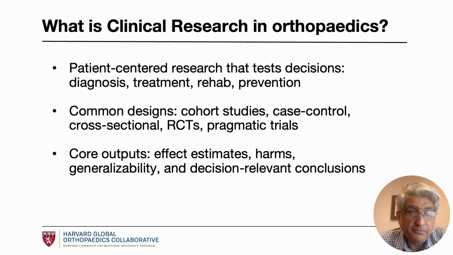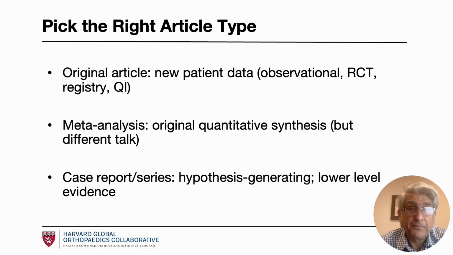Common designs for this type of study are cohort studies, case control, cross sectional, RCTs, or pragmatic trials. The core outputs are an effect estimate, harms, generalizability, and decision-relevant conclusions. As an example, does fixation method A reduce reoperation versus method B?